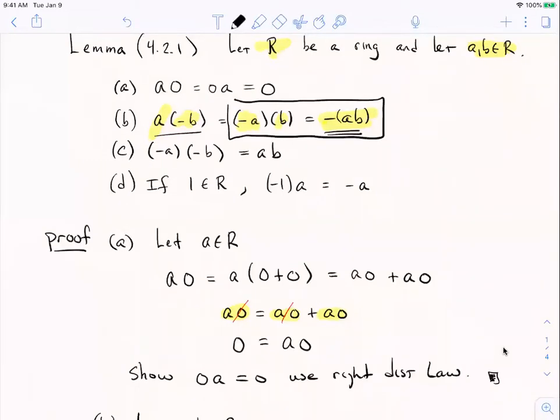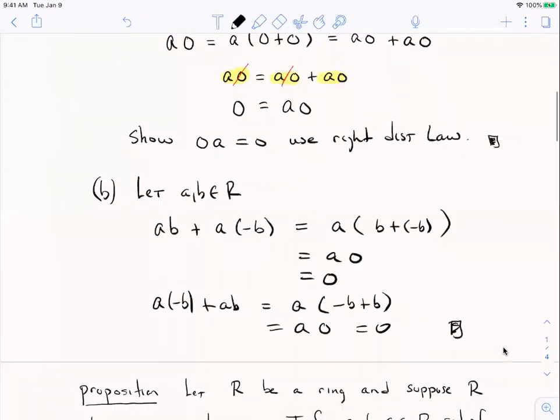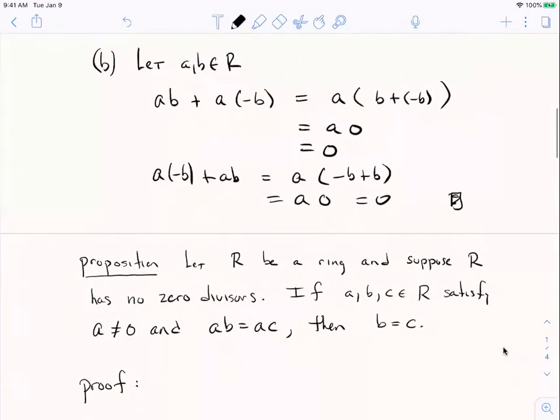Same thing with part D. Part D, just add -1 if 1 is unity. Add -1 times A to A and show that you get 0. You'll use the distributive laws. So I wrote proofs of these two. I alluded that you can look at Herstein, or you could try to prove these two yourself. I'll bet you can prove it. It's fun.